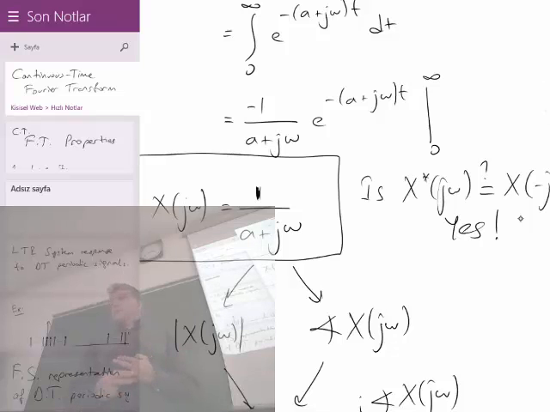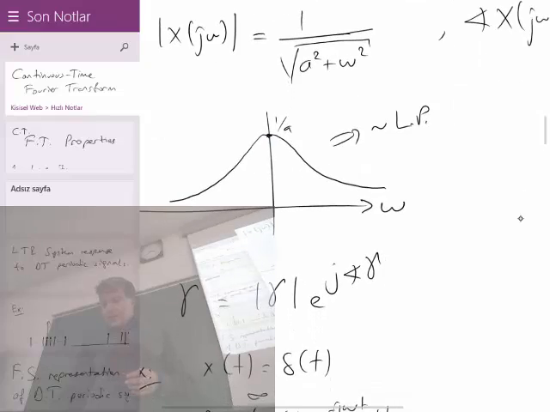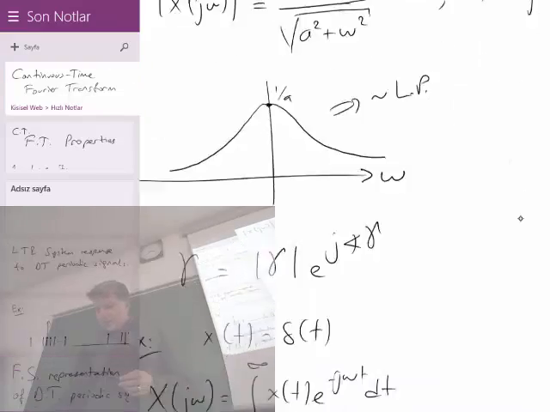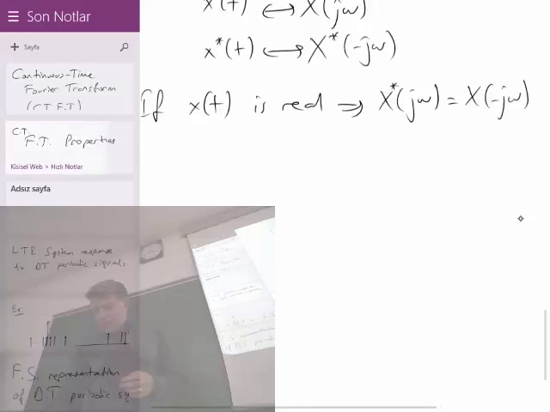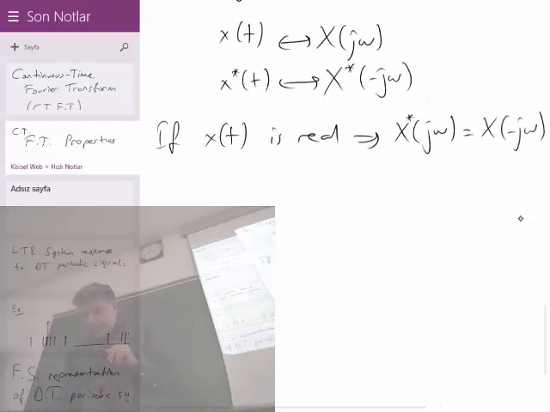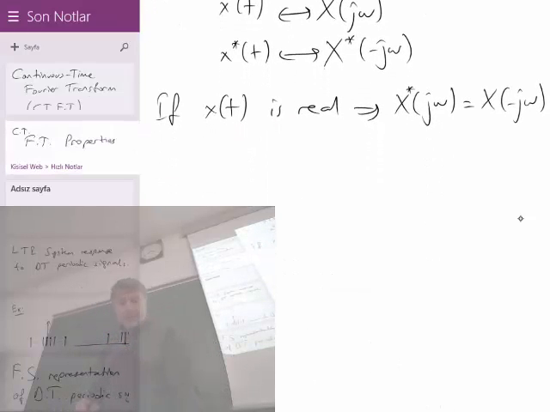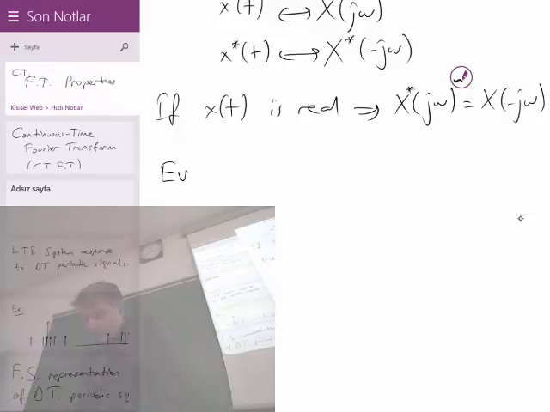This is a very important Fourier transform property. And it has further implications as well, like this. The even part of x of t, what would it correspond to in the Fourier transform?